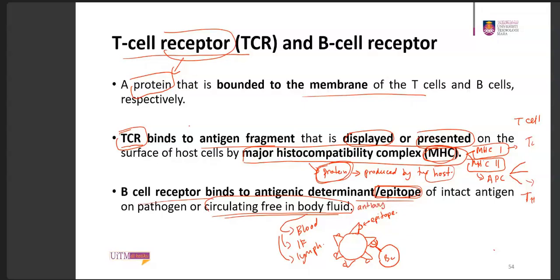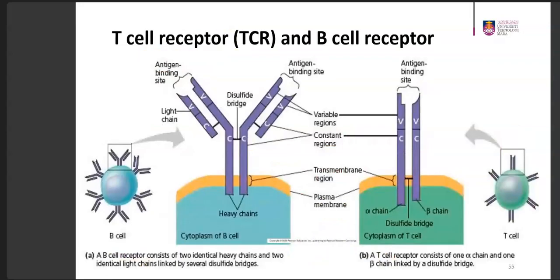And then in your body fluid also there are antibodies. So the circulating antibody will have the same antigen binding site as the B cell, because the B cell is producing and secreting the antibody. So obviously it will detect the same epitope. Okay, so the antibody will also bind to the epitope circulating in your body fluid: blood, lymph, and also interstitial fluid.